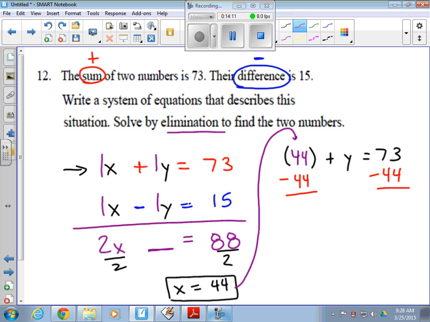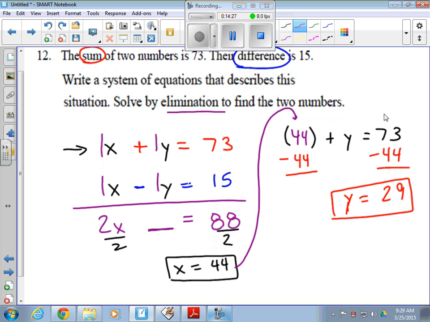We have to borrow. 13 minus 4 is 9. 6 minus 4 is 2. So y's value is 29. One of the numbers is 44. The other one is 29. Again, if you graphed both of the equations, the solution would be written as x comma y, or 44, 29.